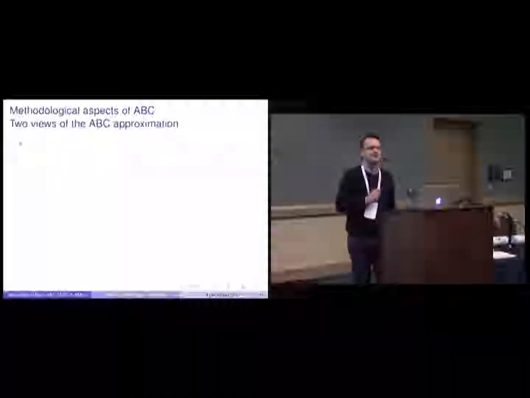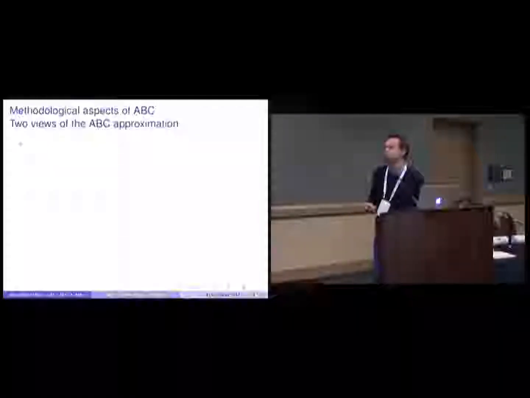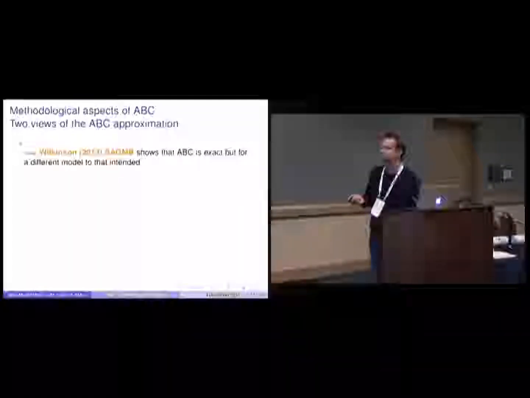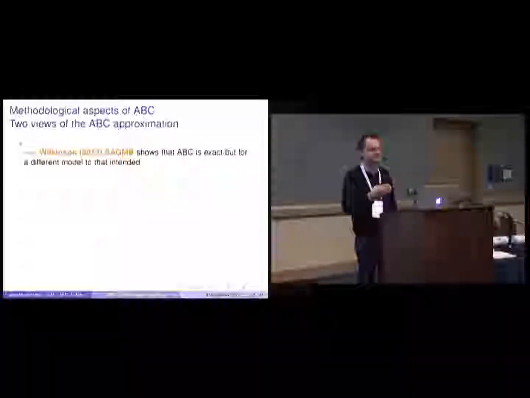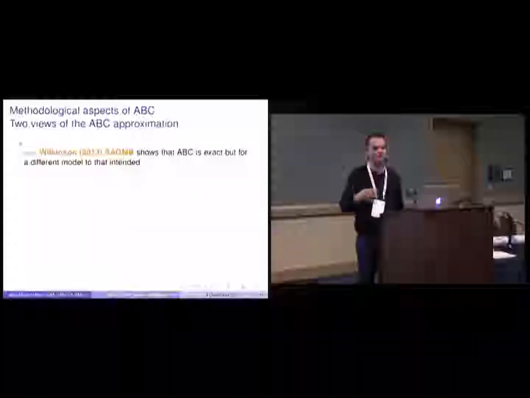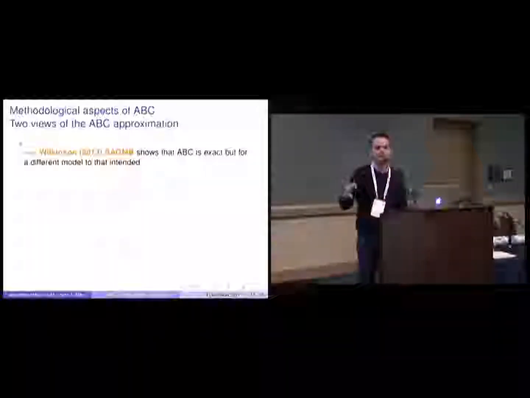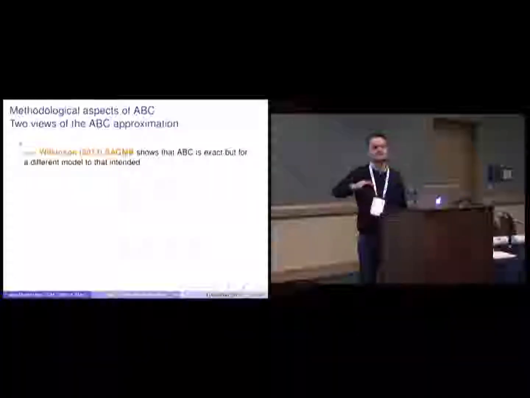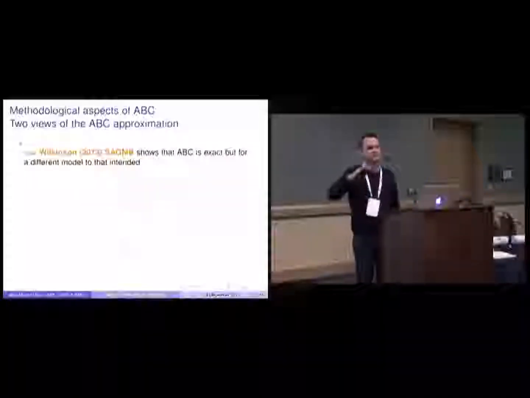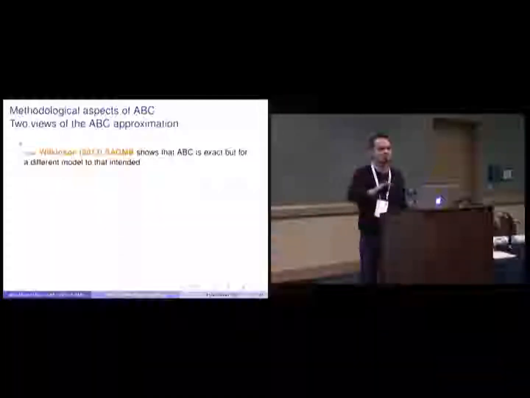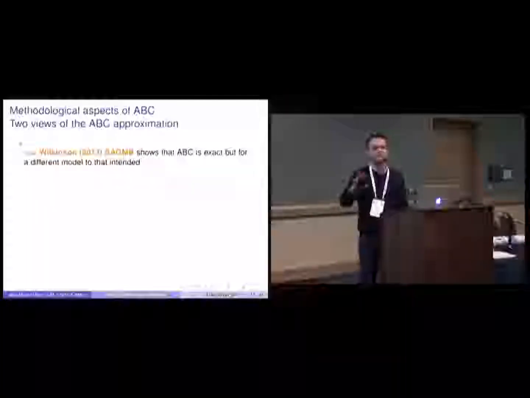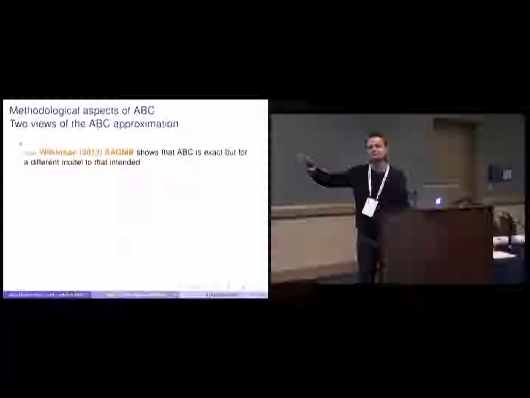Another point is that there are two views of this ABC approximation. The first one comes from Wilkinson in his paper. It shows that ABC is exact, but for a different model. If you add a noise to your model with a level of noise which is associated to the value of epsilon, you get as posterior distribution the ABC target. So it's an exact algorithm for a noisy version of your model.